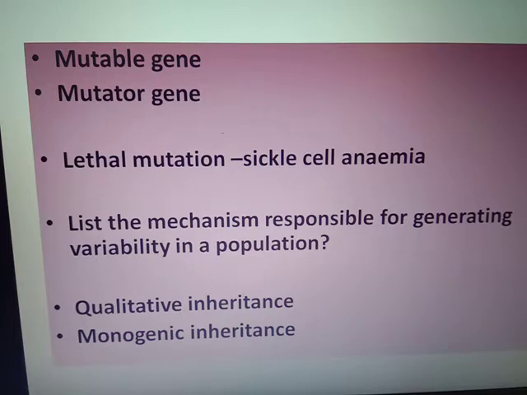Okay, and mutator gene means a gene that influences the mutation rate of other genes. So a mutator gene influences the mutation of other genes. Clear? So what is a mutable gene? A mutable gene more frequently gets mutated, and a mutator gene has the tendency to mutate other genes. So these two are the differences between mutable gene and mutator gene.